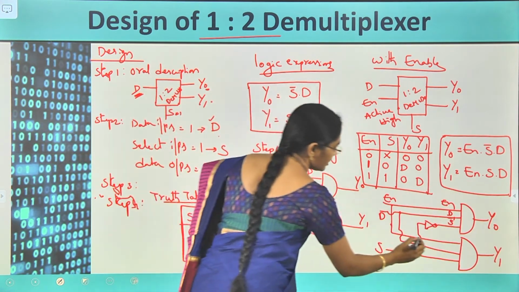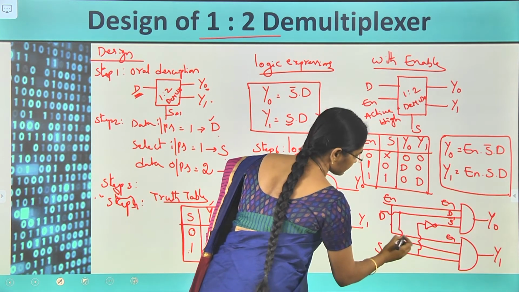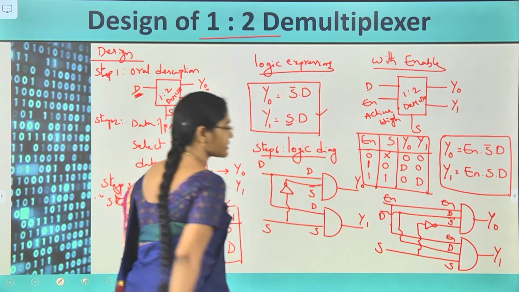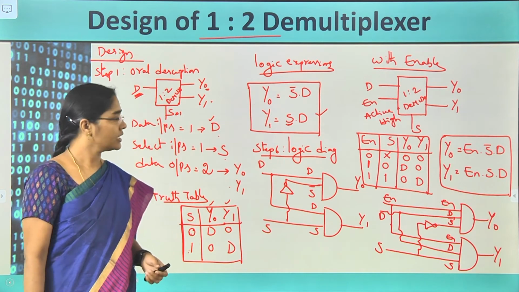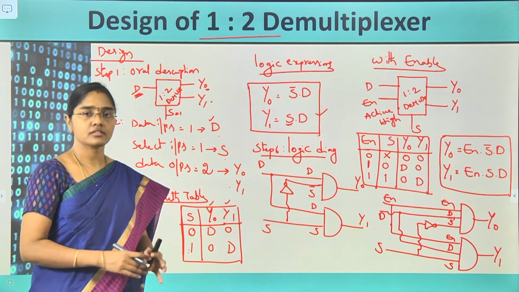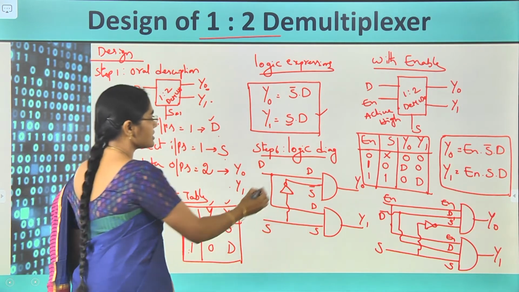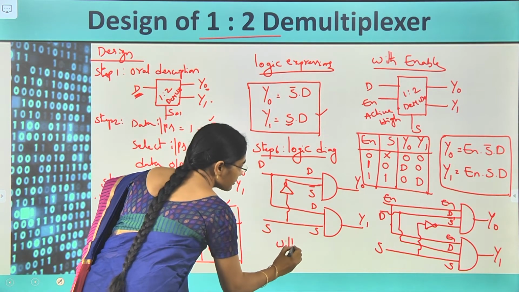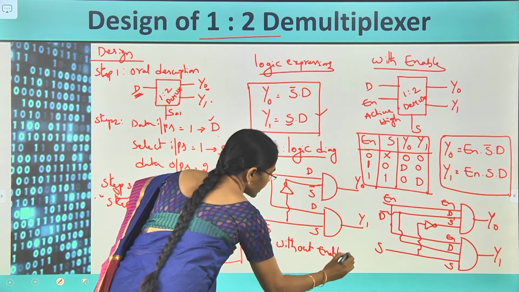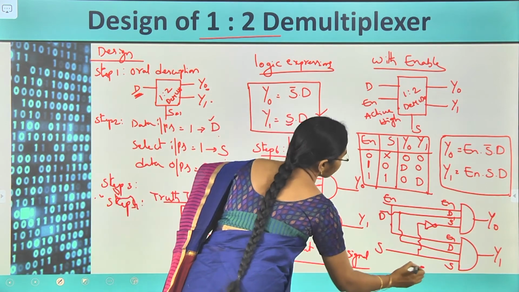The next here for the Y1: enable signal, D signal and S signal. Okay. Like that, the logic diagram of the 1:2 demultiplexer with enable signal. So this is the logic diagram without enable signal, and this is the logic diagram with enable signal.